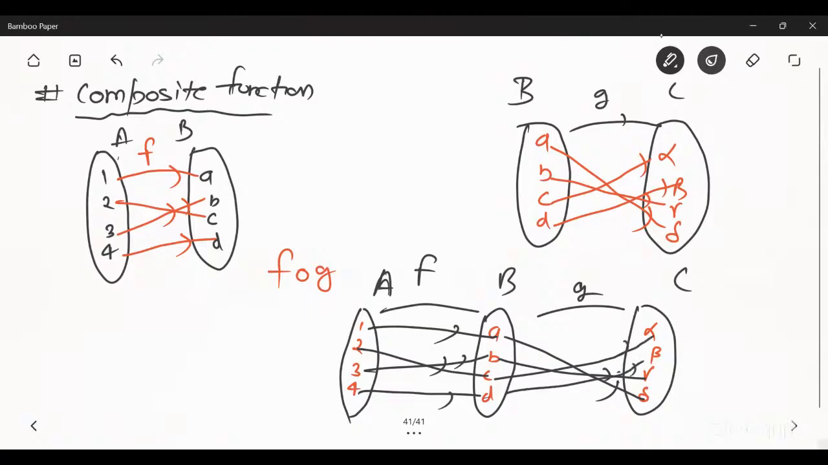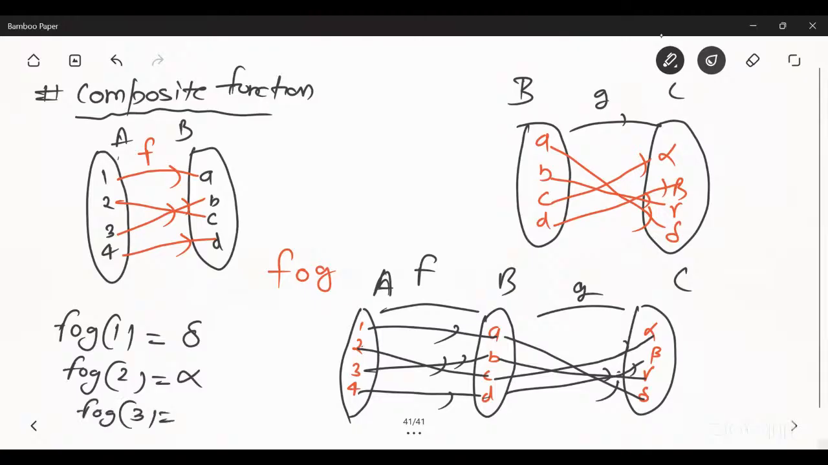Now that means in FOG we put 1, so we will get the image directly as delta. If we put 2, so we will get f of 2 is C and C's image is alpha. F of G of 3, so we will get 3 to B, 3's image is B and B's image is gamma. And f of G of 4, we will get 4's image is D and D's image is beta. So that is the FOG composite function.